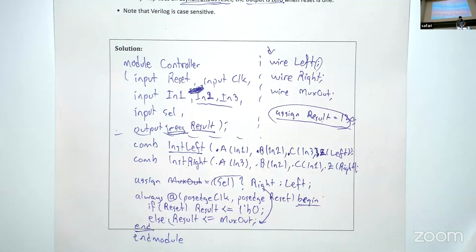And if you're sure that it's going to be synthesized as a mux, it's fine. The safest method is to declare muxes like this. Okay, cool, I'm done.